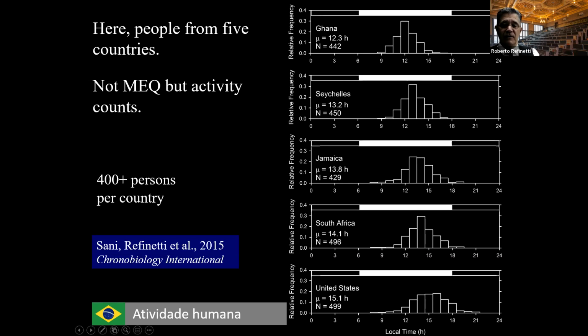I arranged them in order of later. In the United States, the peak activity is at 3 o'clock in the afternoon, as opposed to noon in Ghana. The light dark cycles at the time when we conducted the data collection were pretty much similar. So that doesn't explain the difference in the time of the peak, but that clearly reflects something about chronotypes: people in the US like to be more active later in the day than in some of the other countries.